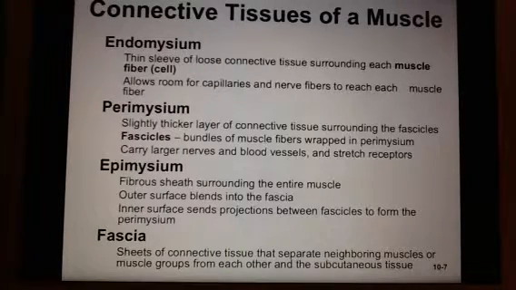The outer surface blends into the fascia, but the inner surface is sending projections between the fascicles, and that's what forms the perimysium. And the fascia is sheets of connective tissue that separate neighboring muscles or muscle groups from each other. You should be able to see that pretty clearly when you are in the lab or even just looking in your lab manual, the pictures.